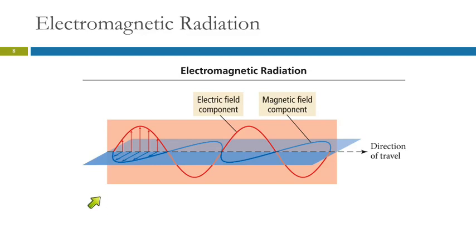Here's an illustration of electromagnetic radiation. Here we have the electric field component. It's oscillating, and the magnetic field component is oscillating in this perpendicular plane. But they're moving together at the same speed.